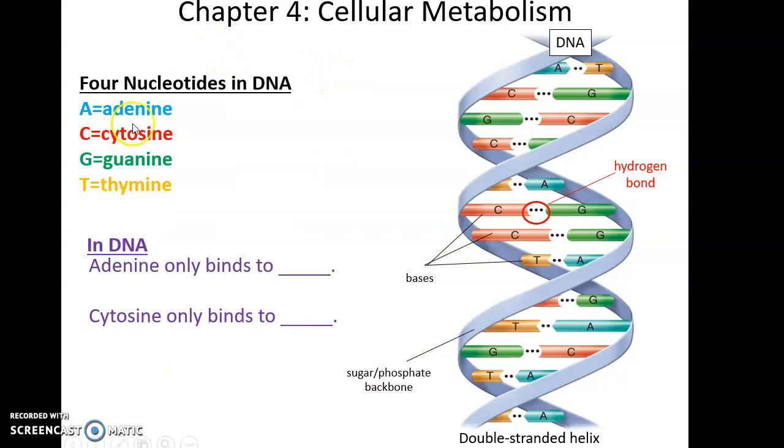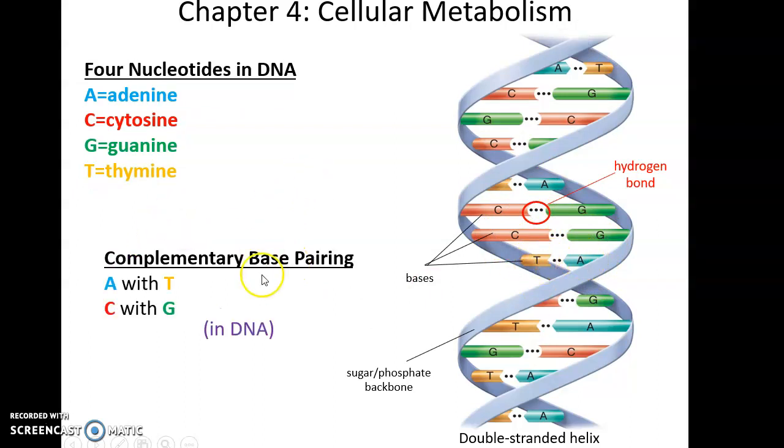That's how we get the double helix, the 2 strands connected together. DNA uses 4 nucleotides: ACGT, adenine, cytosine, guanine, thymine, and they complementary base pair in a very specific manner. Adenine will only bind to blank, and cytosine will only bind to blank. We look over here, cytosine only binds to G, guanine. Adenine only binds to T, thymine. And of course the reverse, T binds to A, C to G, G to C. And this is how complementary base pairing works in DNA.